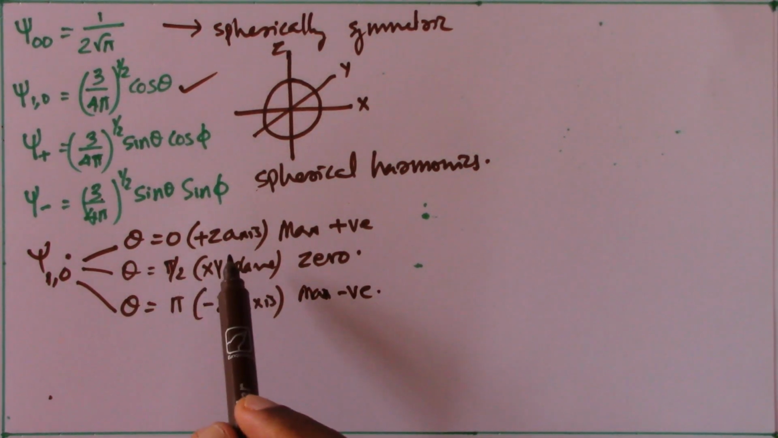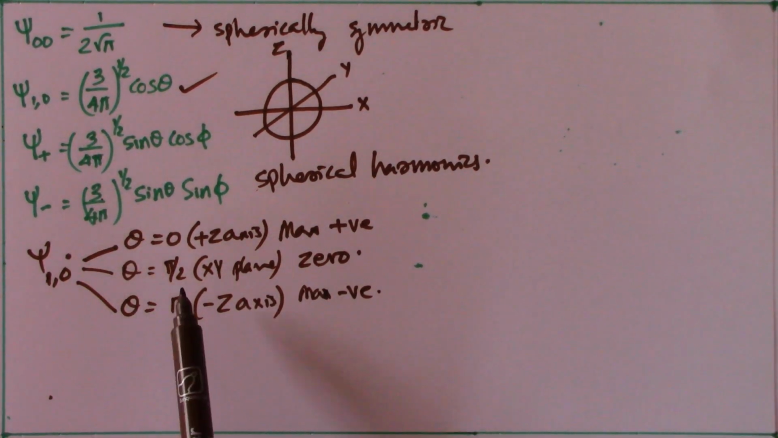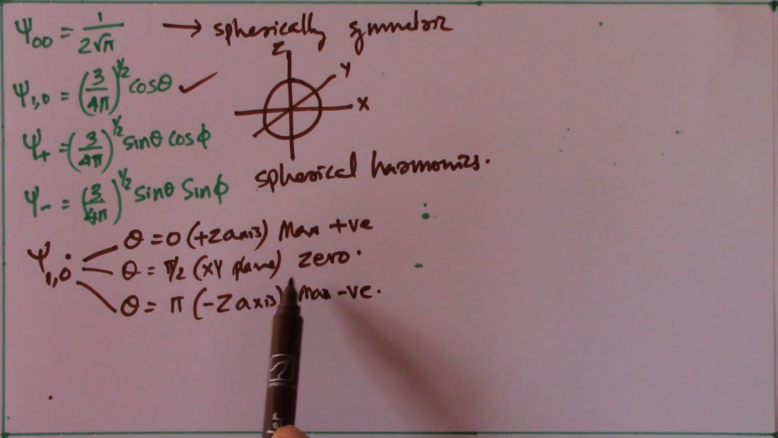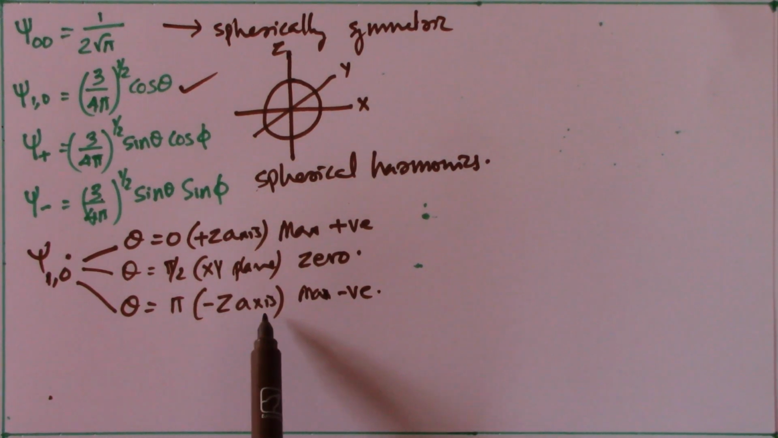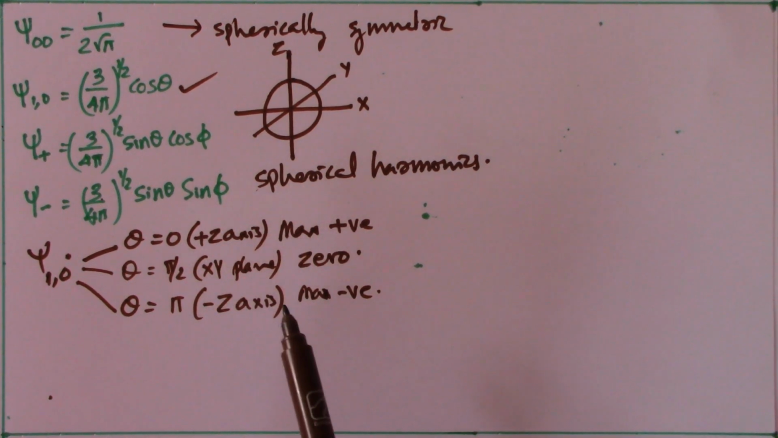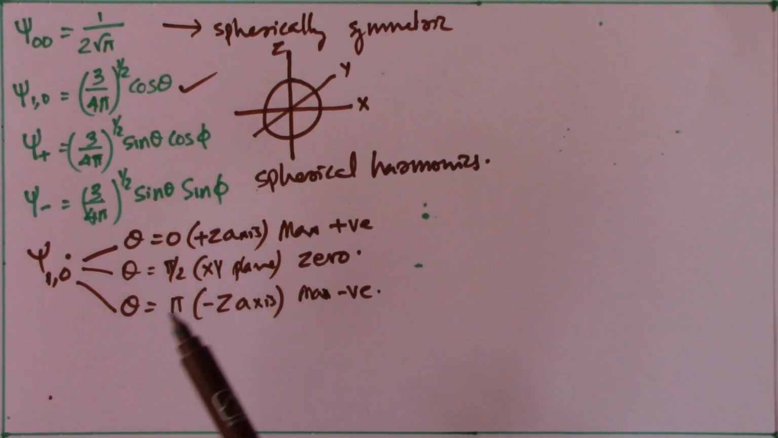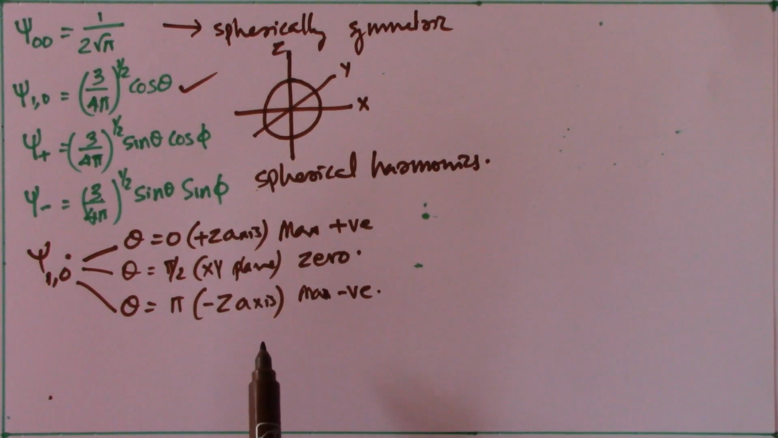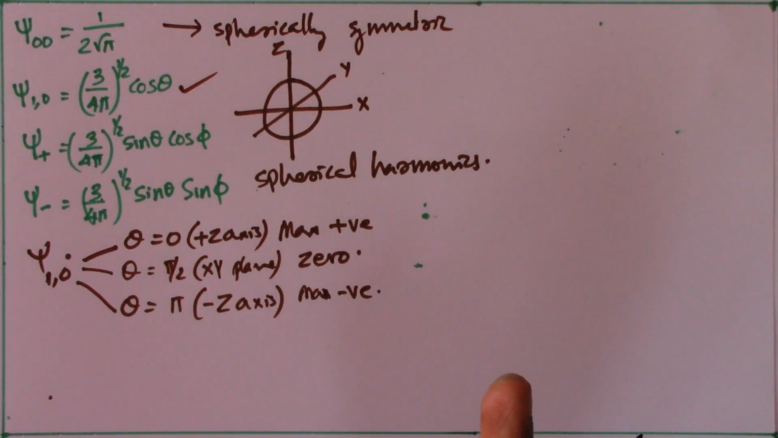When theta is equal to 0, that is in the plus z axis, the wave function has its maximum positive value. When theta is equal to π/2, that is in the xy plane, the wave function becomes 0. And when theta is equal to π, that is in the minus z axis, the wave function gets its maximum negative value. So the wave function's maximum values are in the plus z direction or in the minus z direction. Either it is maximum positive value or maximum negative value. That is in the z direction. Perpendicular to the z direction, there is the xy plane, but in that xy plane, the function becomes 0.